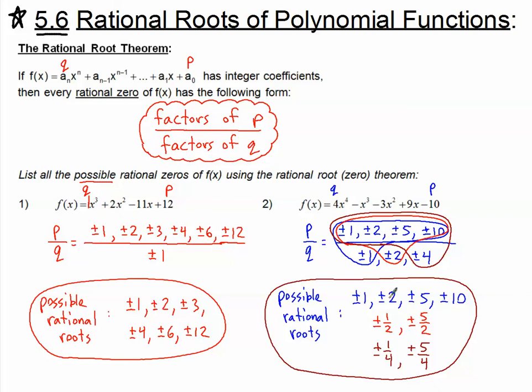Now, how many is this? 1, 2, 3, 4, 5, 6, 7, 8 positives, and therefore 8 negatives. 16 possible rational roots. And that's how you find the possible rational roots for a polynomial function.